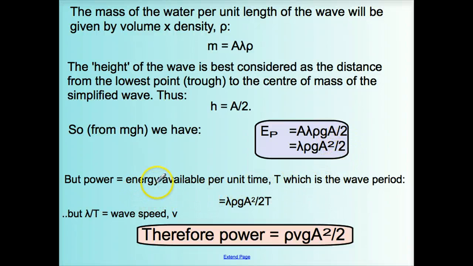But this is the gravitational potential energy of the wave. Power is the energy available per unit time, and the time is going to be the wave period. So we're going to divide that whole thing by T. Final thing, lambda over T is the wave speed, from v equals f lambda, or v equals lambda over T. So we can remove lambda over T and substitute in v. So we end up with the wave power being the density of the water times the speed of the wave times gravitational field strength times amplitude squared divided by 2.